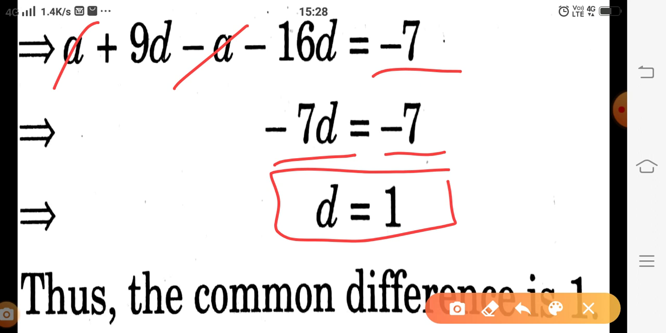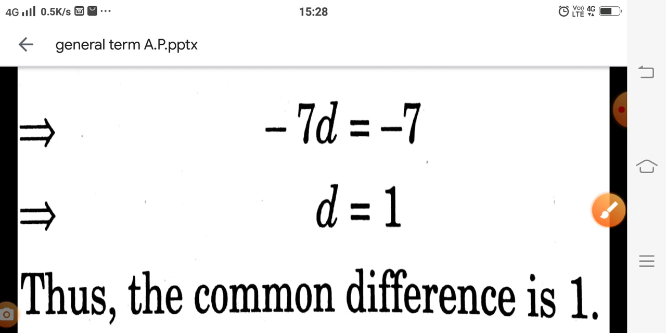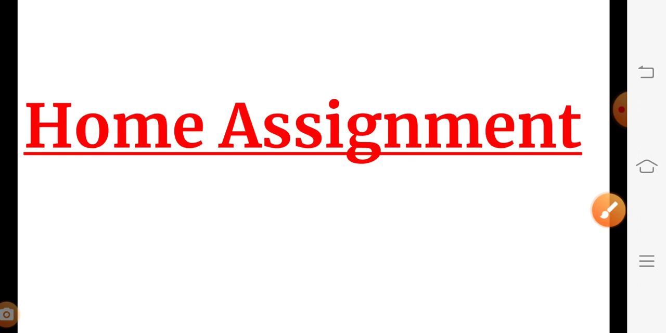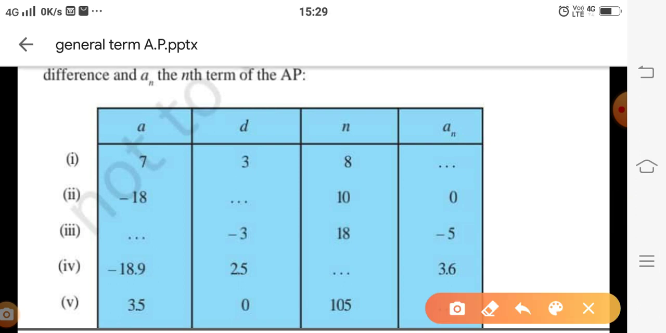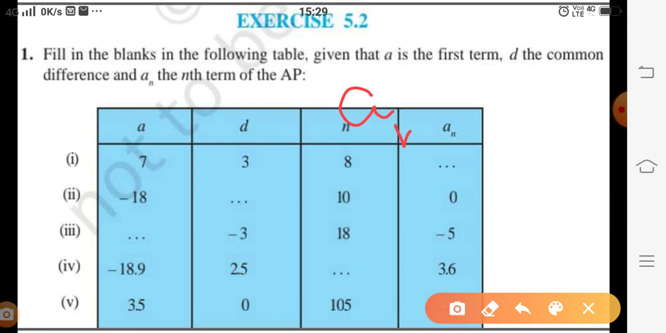I hope you are able to solve the questions up to question number 10 from the second exercise of this chapter, arithmetic progression. Here the first question we have in exercise 5.2, and the blanks are given. You have to find that value by using the formula or the concept of general term, an is equal to a plus n minus 1 into d.